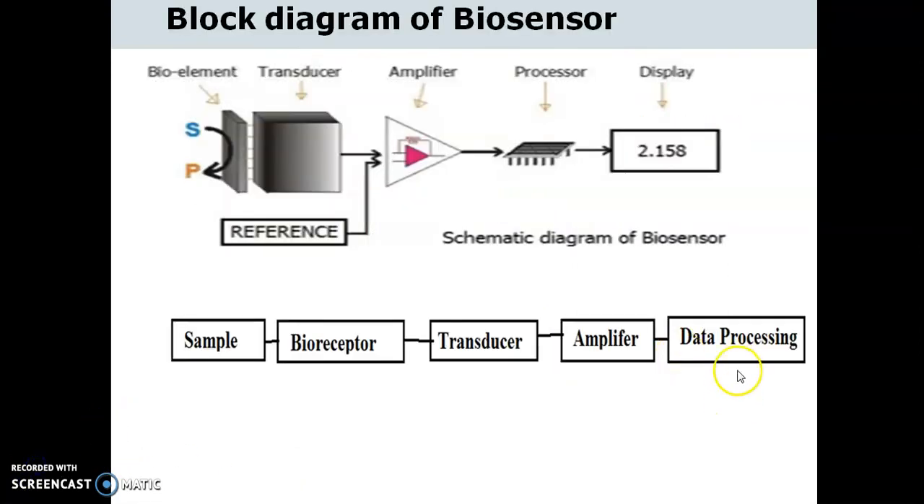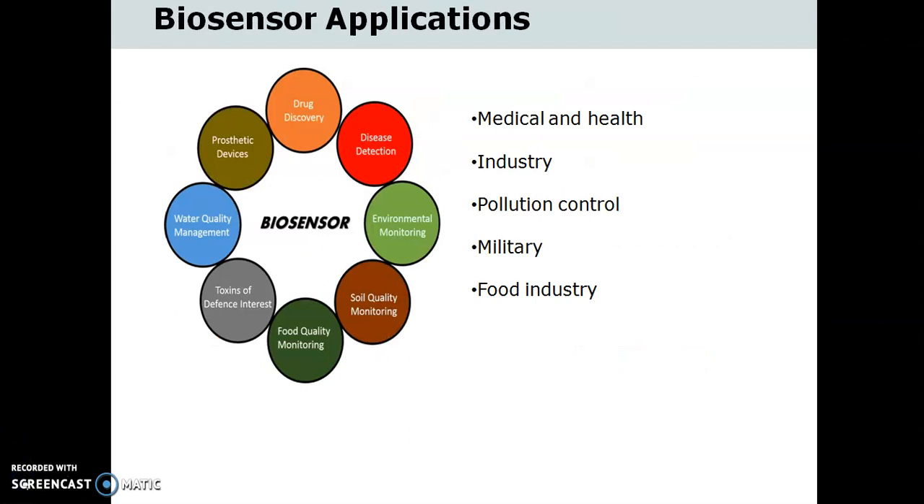The last block is a data processing. The amplified electrical signal is calibrated against the composition and the concentration of the sample. In the recent years, these sensors have become very popular and they are applicable in different fields, which is shown in this figure. So the main applications are listed here.